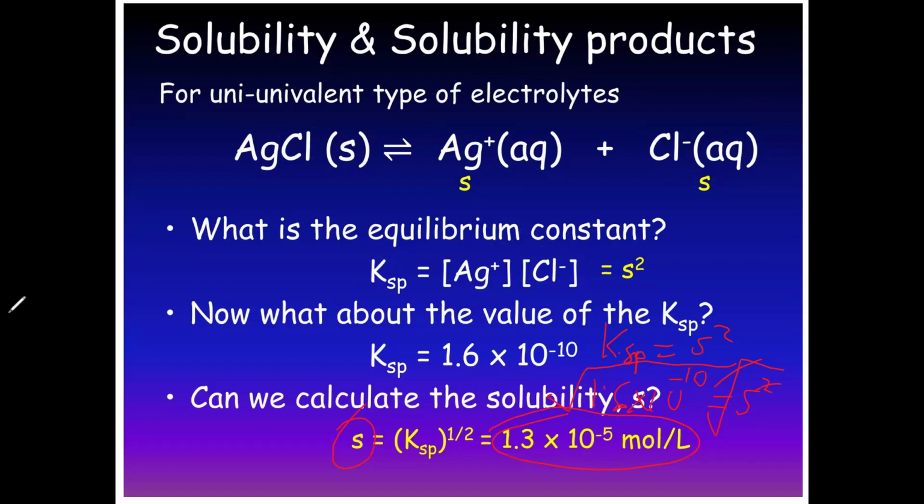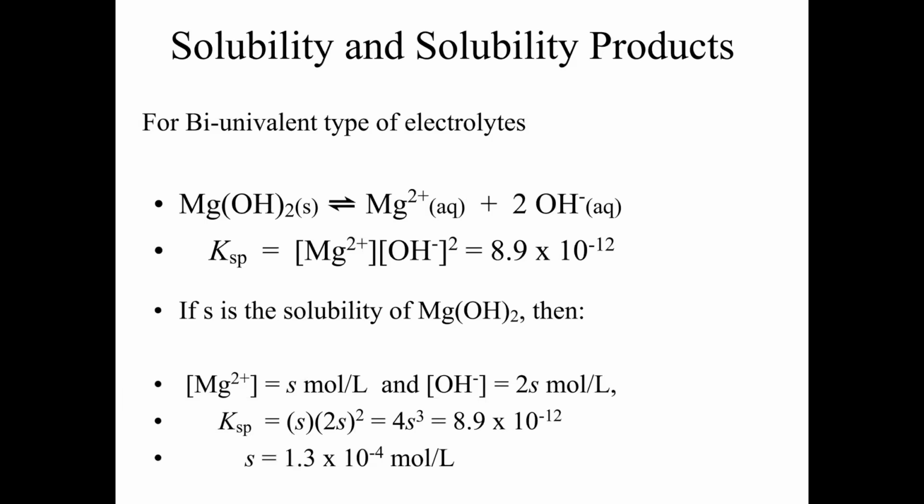So this is for univalent type of electrolytes. Let's look at another example. In the situation where we have a bi-univalent type of electrolyte, look at it here. We have magnesium hydroxide. So 1 mole of magnesium hydroxide dissolves to produce 1 mole of magnesium and then 2 mole of OH minus. So that is why it's called a bi-univalent type of electrolyte.